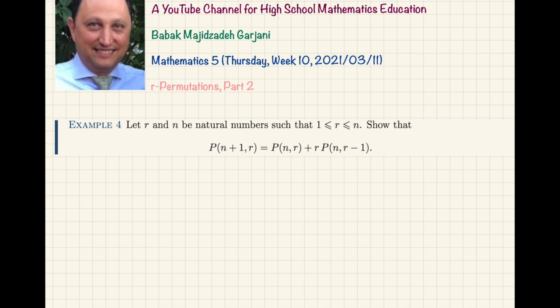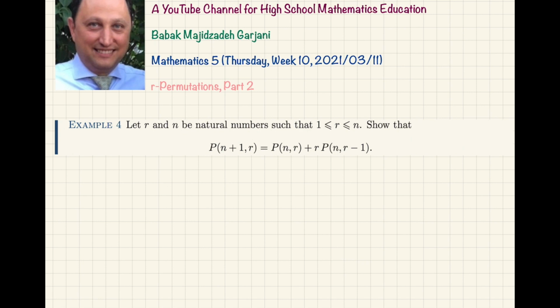Here, this is a different type of problem. We want to prove this identity. We want to show that this is equal to this plus r times this. This doesn't rely on counting at all. You just look at it as an identity.